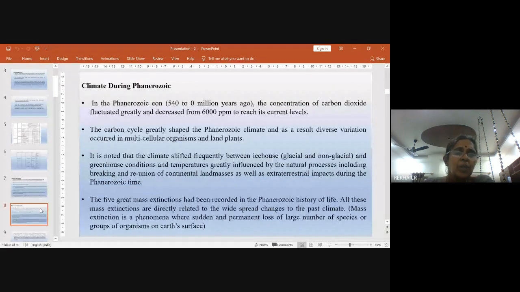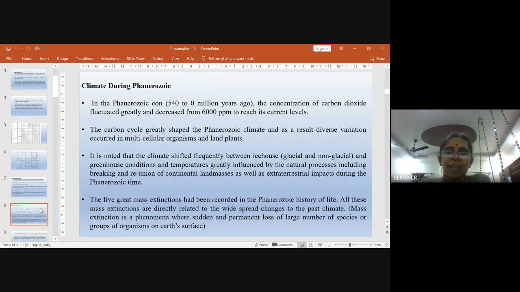Now the climate during the Phanerozoic, that is 542 million years ago, I missed out the million. The concentration of carbon dioxide fluctuated greatly and decreased from 6000 ppm to the current levels. The carbon cycle took a different shape in the Phanerozoic climate, and as a result, diverse variation occurred in multicellular organisms and land plants.